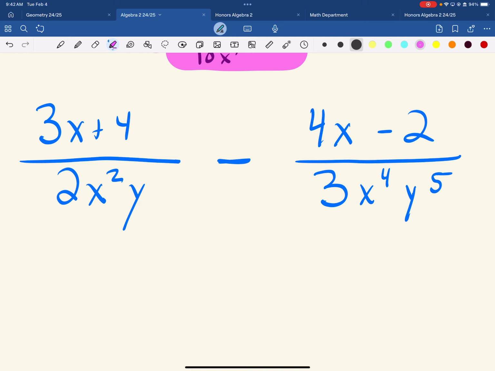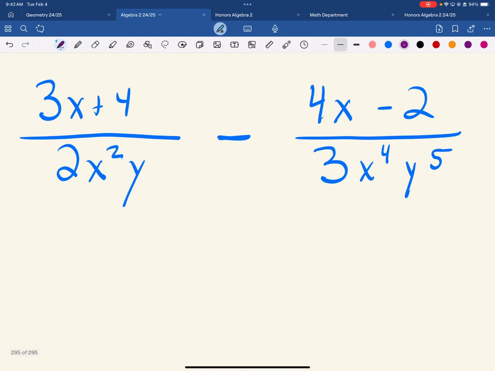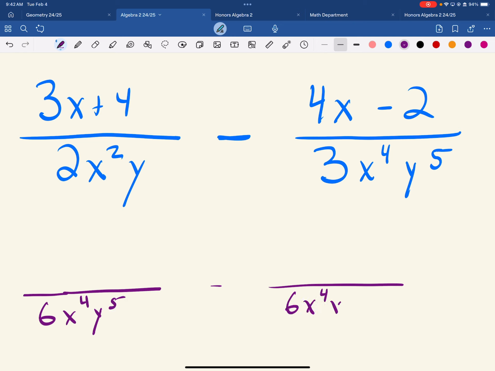All right, let's take a peek. What's our common denominator? 6x to the 4th, y to the 5th. Okay, so there's our common denominator. So I got to get the 2 to be a 6. So that's times 3. 2 times 3 is 6. X squared, I need 2 more x's. And how many more y's? 4.